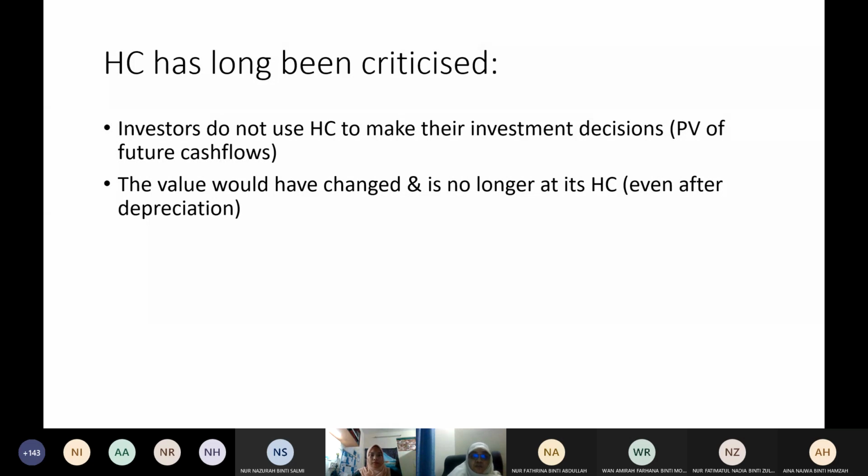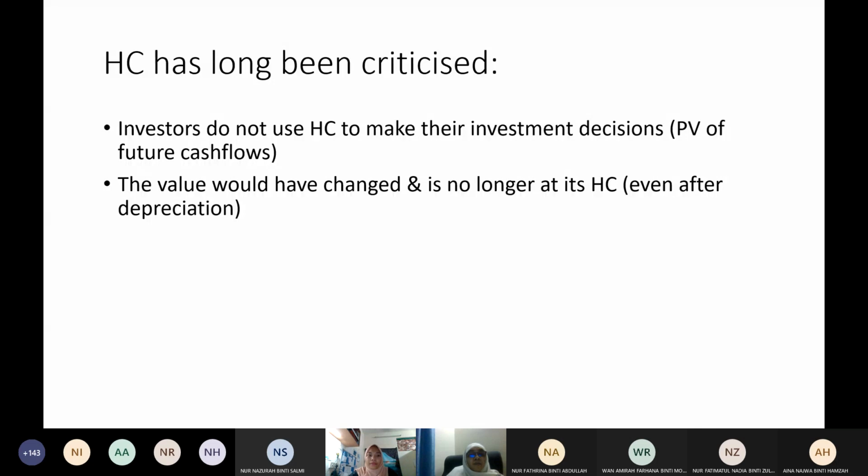And the main two criticisms are these two. First is that historical cost does not reflect how investors would make their investment decisions. Because as you have gone through finance, you know that in order to make investment decisions, we will use the present value of future cash flows. So we will value the decision using present value of future cash flows, so historical cost is not used under these circumstances.